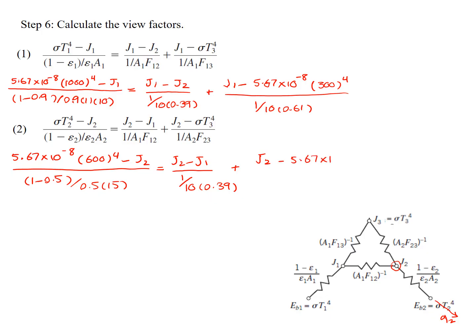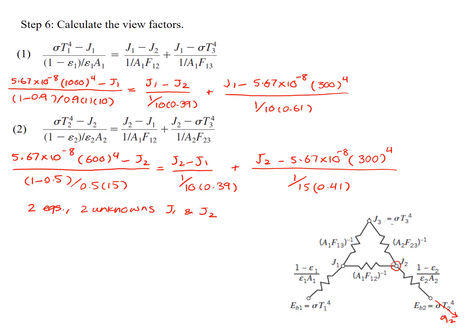5.67 to 10 to the negative 8. That's my Stefan-Boltzmann constant. Multiply that by the room temperature, T3, to the power 4, and then divide that by 1 over area 2, which is 15, and multiply that by F23, which is 0.41. We calculated that last in the previous slide. So now I have two relations, two equations, two unknowns, and if I solve these two equations, two unknowns, J1 and J2.